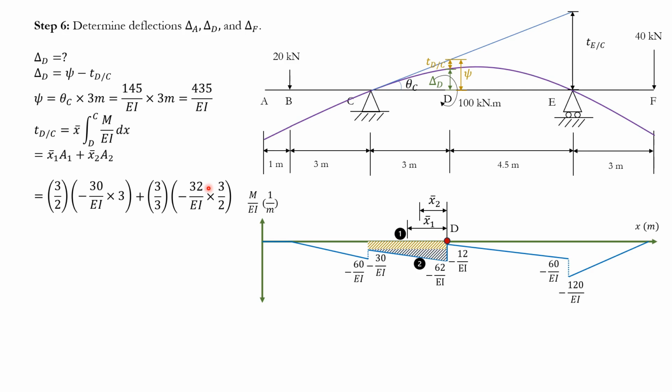So it's going to be 3 over 3 multiplied by this value, right? The area for the triangle, basically. And from here, if you add them up together, you're going to get this much deviation, okay? So I know the deviation, t d with respect to c. I know my psi, so I can just say psi minus this. It's going to give me delta d.